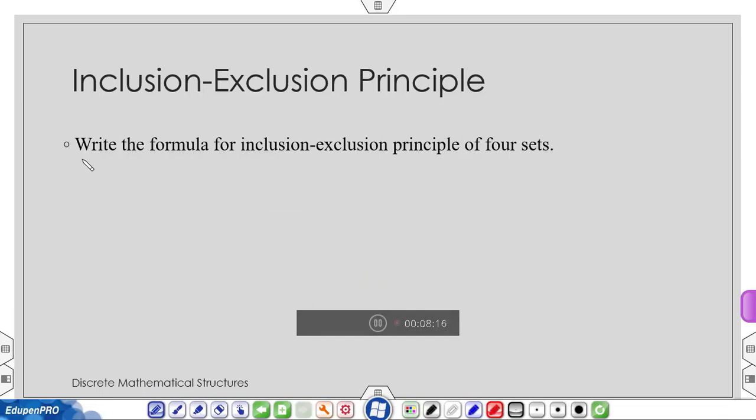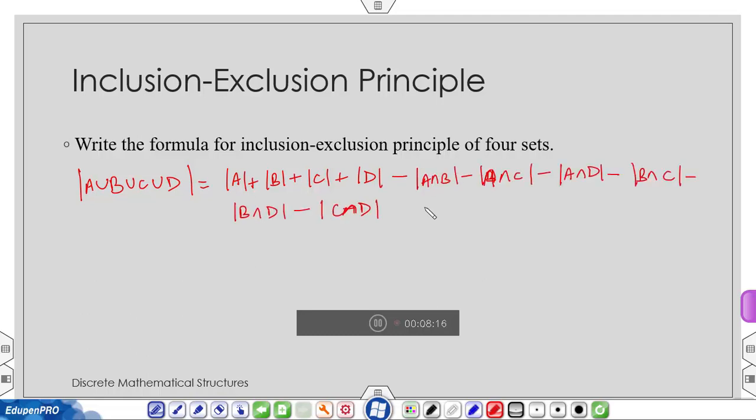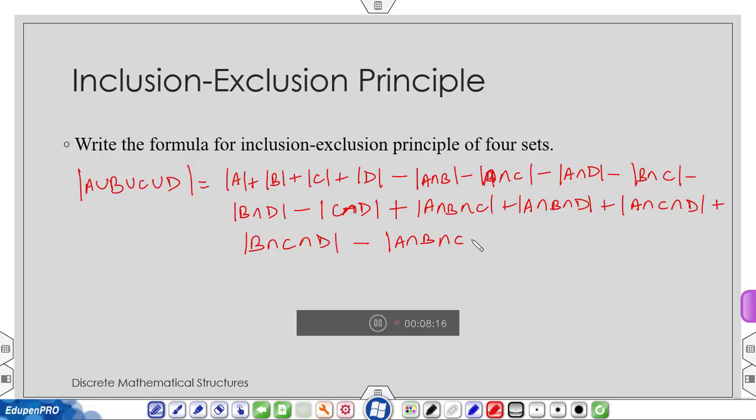You can also derive this using a Venn diagram. It will be a bit complicated when we are talking about 4 sets, so I am just writing the formula here. It will be A plus B plus C plus D. Then subtracting the elements in the intersection of 2 sets at a time. Then adding the elements in the intersection of 3 sets at a time. Then subtracting the elements in the intersection of all 4 sets.